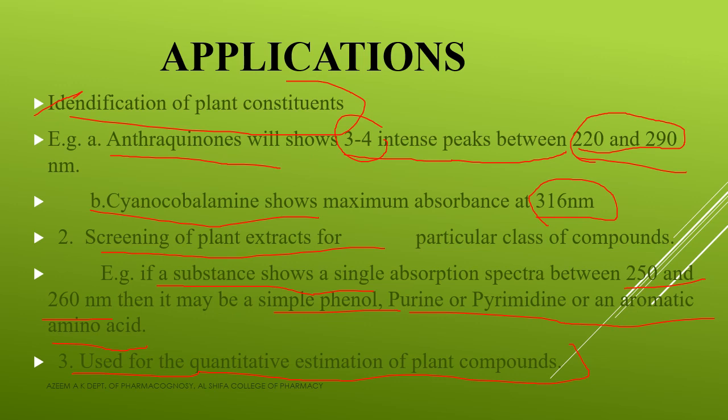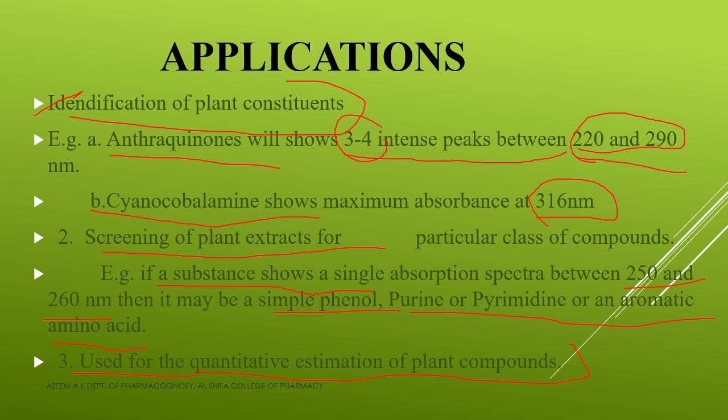So only three applications are there. One is identification of plant constituents. Here an example is anthraquinone glycosides, and they will be showing 3 to 4 peaks between 220 and 290 nanometers. And the second example is cyanocobalamin, that's vitamin B12, which will be showing the maximum absorbance at 316 nanometer.